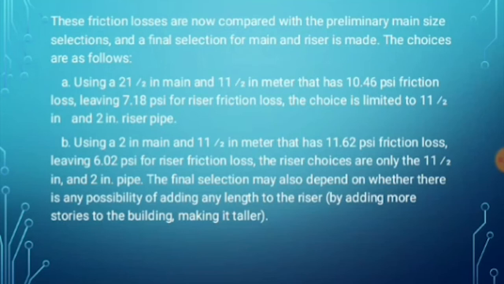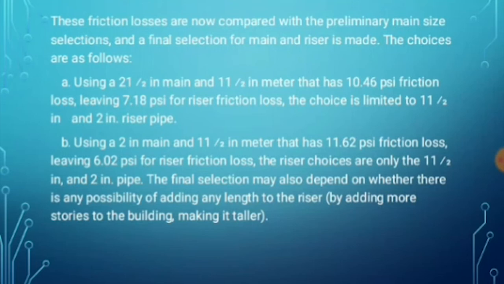These are the choices. A. Using a 2½ inch main and 1½ inch meter that has 10.46 psi friction loss, leaving 7.18 psi per riser friction loss. The choice is limited to 1½ inch and 2 inch riser pipe. B. Using a 2 inch main and 1½ inch meter that has 11.62 psi friction loss, leaving 6.02 psi for riser friction loss, and riser choices are only the 1½ inch and 2 inch pipe.